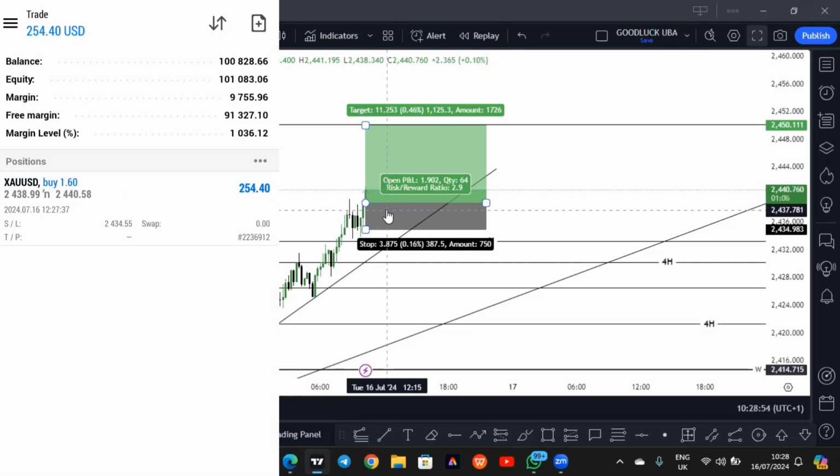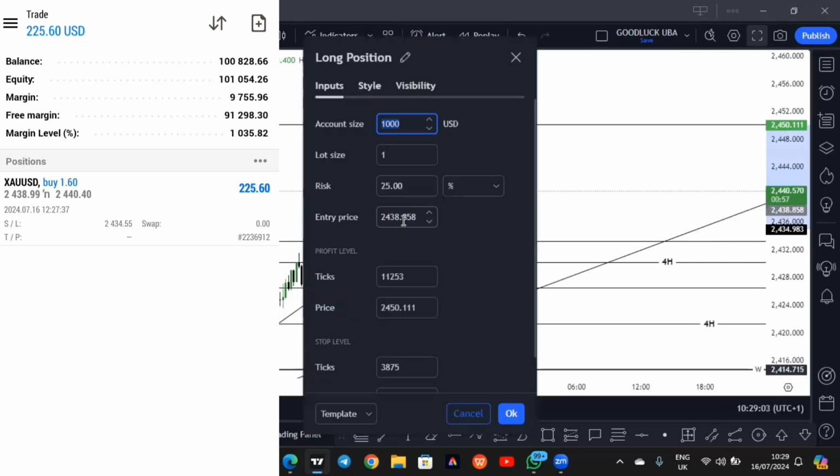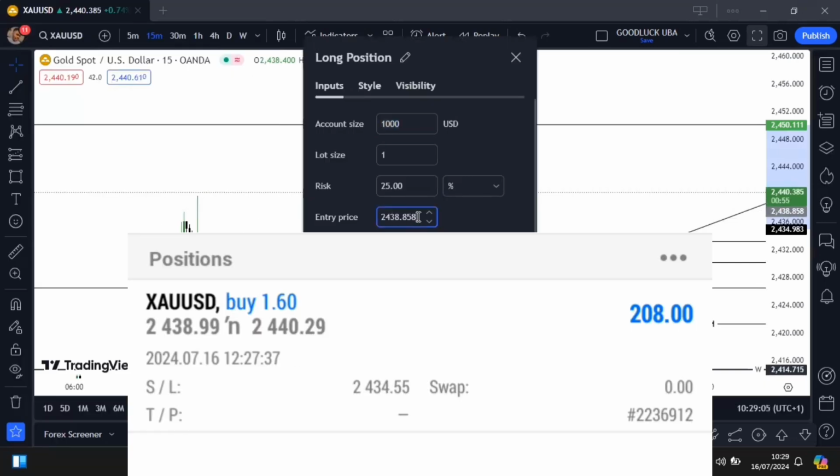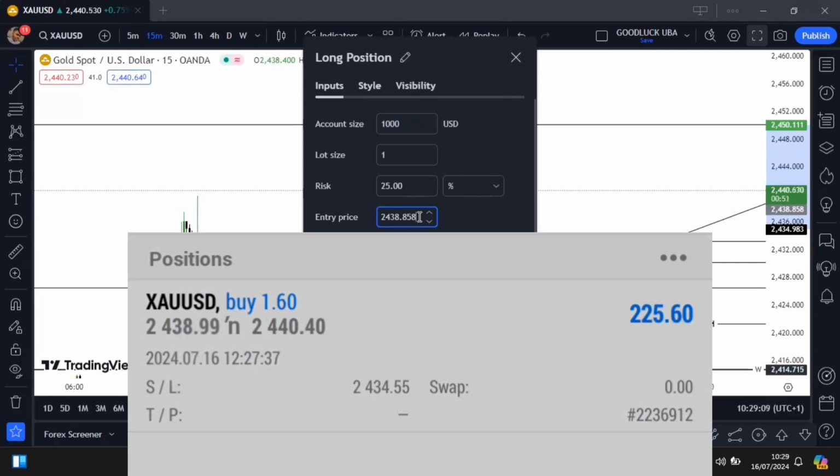on my TradingView. So my entry is at 2438.99. So I have to edit it. Look at my TradingView. Let me edit it, 2438 points. Because look at my entry here. This particular price is my entry, 2438.99.